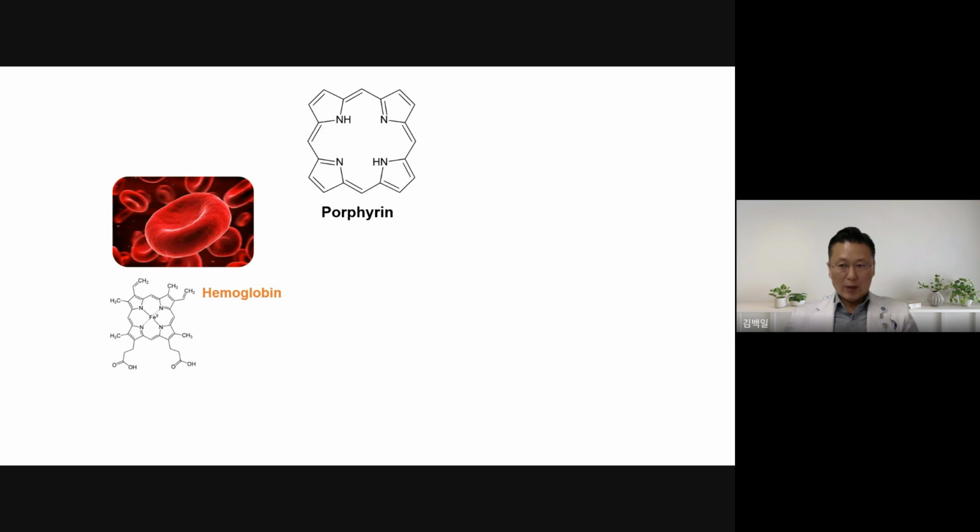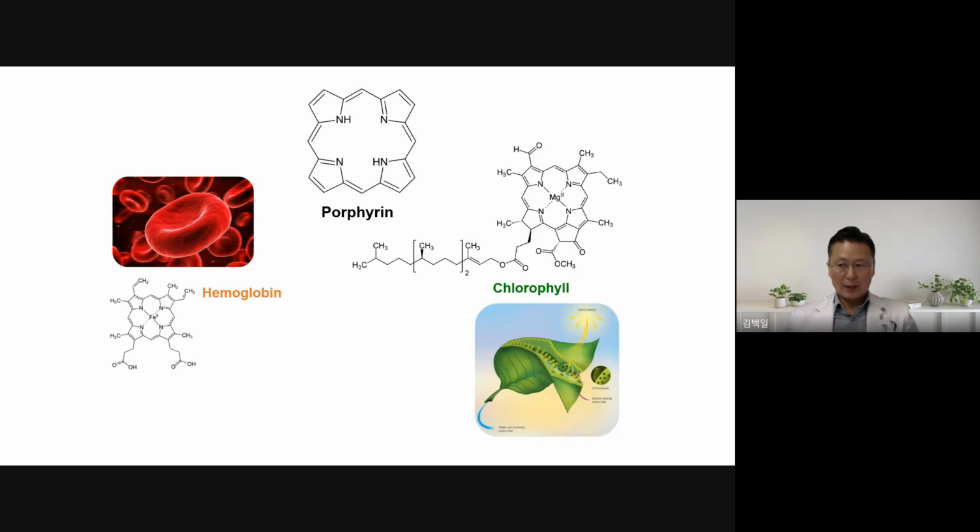Our hemoglobin is also a porphyrin structure. In the center part, iron is located. We call it hemoglobin. Also in plants, in the center part, magnesium is located. We call it chlorophyll.